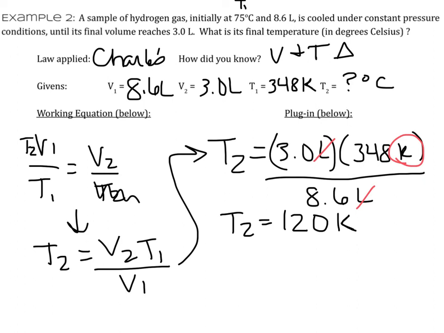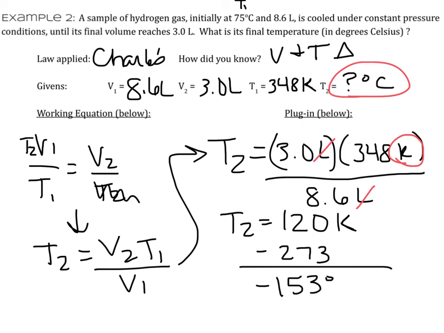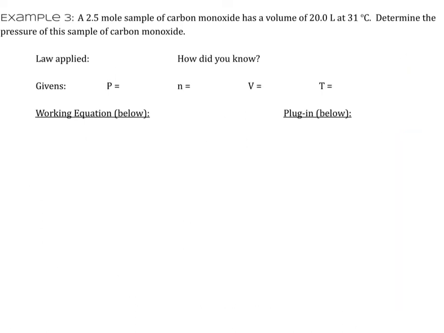But the question originally asked you for temperature in degrees Celsius. So you need to undo your Kelvin conversion by subtracting 273 to get back to degrees Celsius. Once you do that and do the subtraction, you actually get negative 153 degrees Celsius as your final answer. Okay, finally, let's look at one last example before I let you try some on your own.